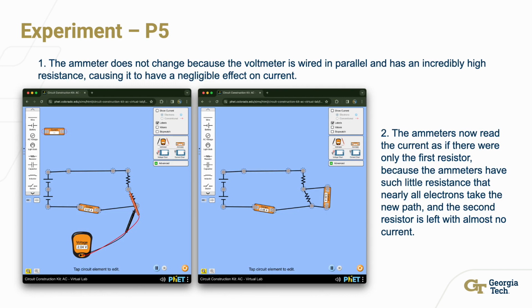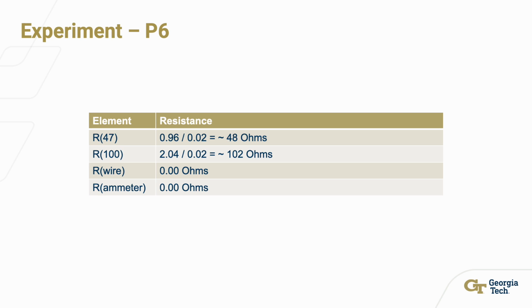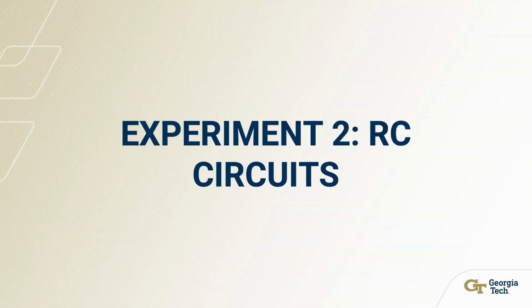The ammeter does not change in this first image because the voltmeter is wired in parallel and has an incredibly high resistance, causing it to have a negligible effect on current. But in the second image, the ammeters now read the current as if there were only the first resistor, because they have such little resistance, like that of a wire, that the electrons choose the easier path and flow entirely through them, basically ignoring the second resistor. We then calculated the resistances of each resistor to be around 48 ohms and around 102 ohms, and of course wires and ammeters were both 0.